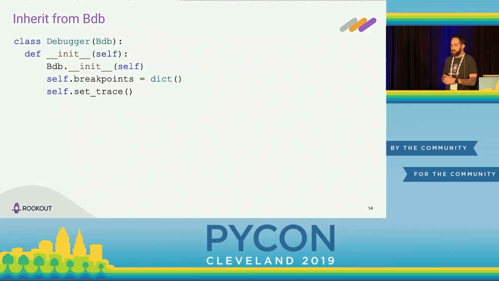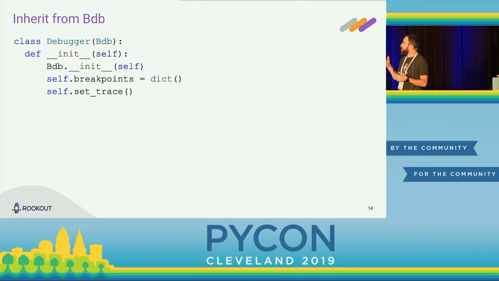A class Debugger, which inherits from BDB, and does 3 simple things in its constructor. We call the underlying BDB constructor to initialize the class we inherited from. We create a dictionary for breakpoints we want to keep track of, and we call setTrace. What setTrace does is it actually has BDB register its own trace function as the sys.settrace function. So BDB calls sys.settrace on your behalf, registers its built-in trace function.